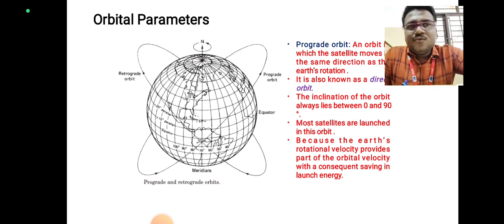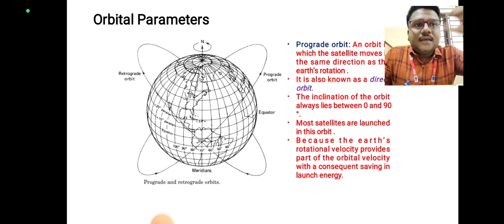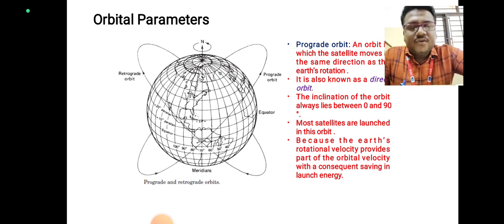And commercially, most satellites are launched in the prograde orbit because this orbit follows the same velocity as that of Earth. So there will be very much saving in fuel because we go with the gravitational force of Earth, whereas in retrograde we will be opposing the gravitational field. So there will be wastage of fuel and energy. So we prefer mostly prograde orbit.